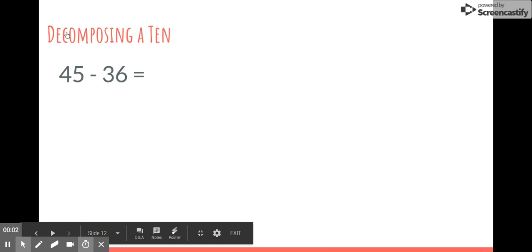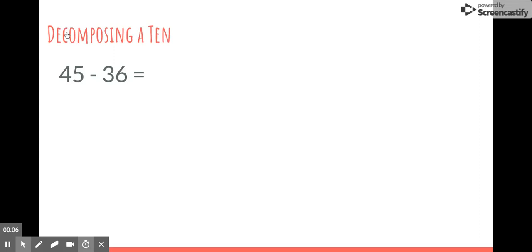Okay, today we learned a strategy and it's decomposing a 10. And this is kind of where we are showing that conceptual understanding for the procedure so that students really understand what they're doing instead of just borrowing from the tens place and bringing it over to the ones place. They really have that visualization and that deep understanding of why this is happening. So I introduced this today and we're going to practice it again tomorrow.